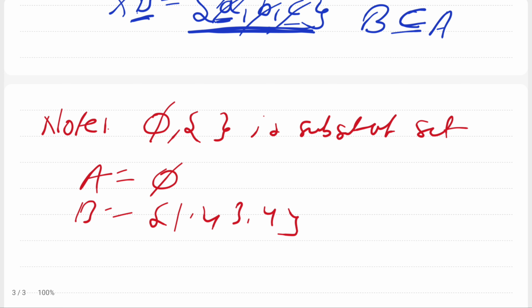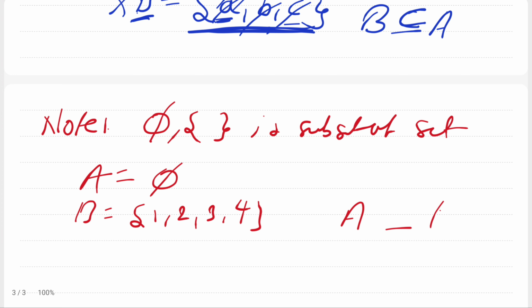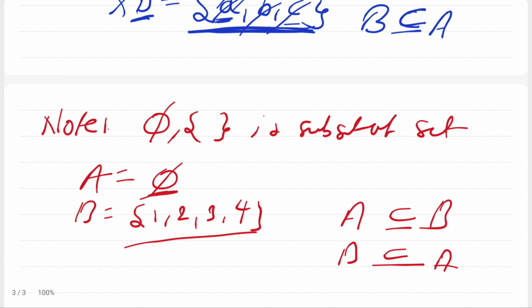Suppose here it is given 1, 2, 3 and 4. So I'm asking you, is set A a subset of B? Yes, because whatever the element in set A, it is also present in B, so it is a subset. Otherwise, is B a subset of A? Yes, because whatever the element in 1, 2, it is also present in this empty set, so it is also a subset. Always remember this.